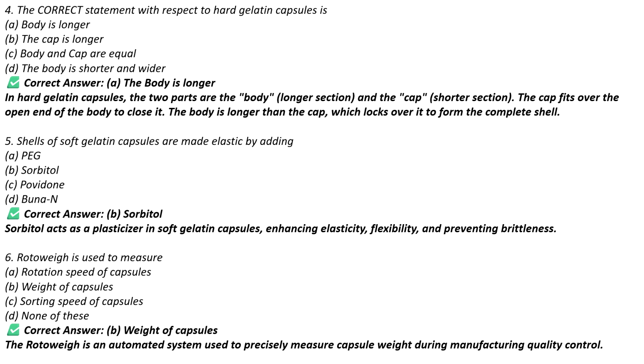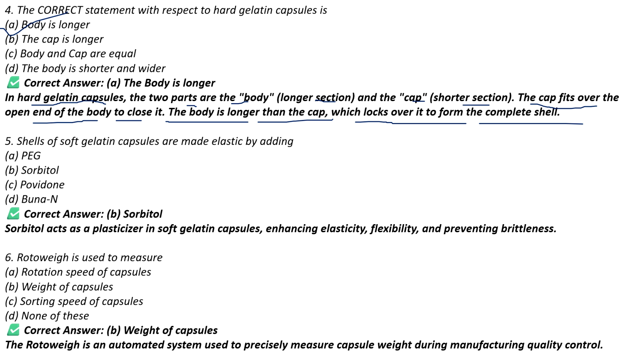Moving on to the next question. The correct statement with respect to the hard gelatin capsule: the options are body is longer, the cap is longer, the body and cap are equal, or the body is shorter and wider. Hard gelatin capsules have two parts: the body, which is the longer section, and the cap, which is the shorter section. The cap fits over the open end of the body to close it. The body is longer than the cap, which locks over it to form a complete shell. So option A, body is longer, is the correct answer.